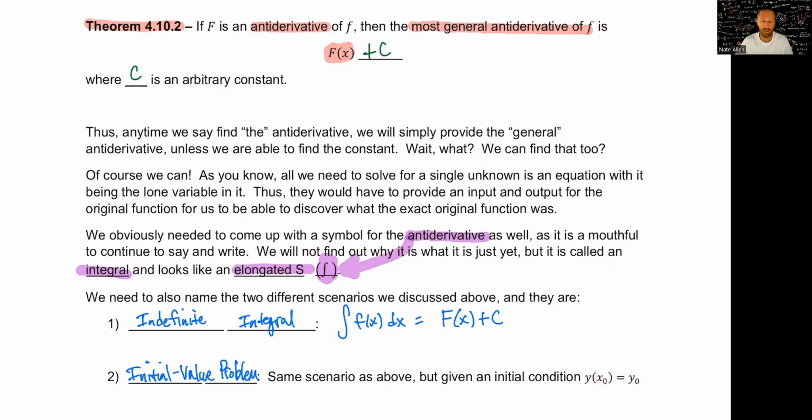And we call that the initial value problem. Because within that integral, the antiderivative, they're going to give us an initial condition or value where we can then plug in that x and that y to find that one unknown still, called the constant c.